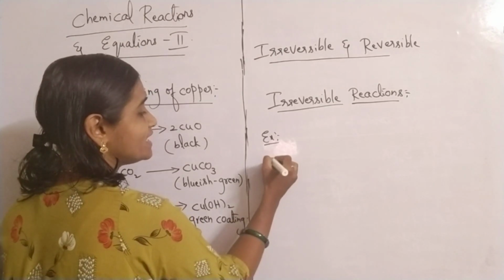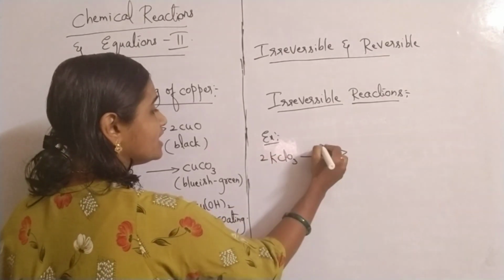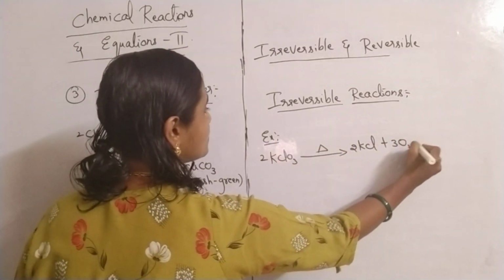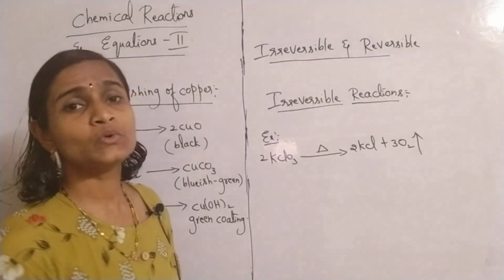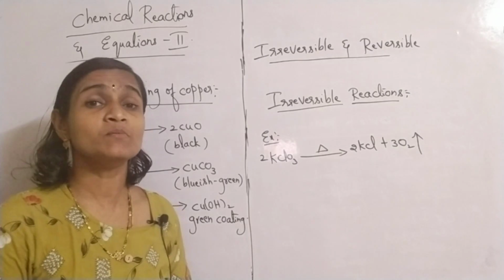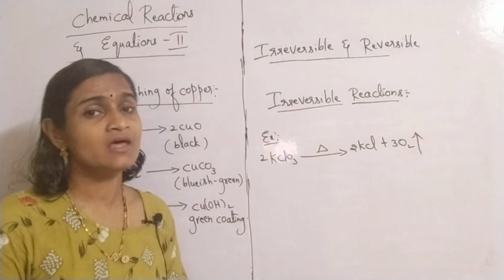Decomposition reactions, thermal decomposition reactions like 2KClO3. On heating, it gives rise to what? 2KCl plus 3O2. This is an example for thermal decomposition reactions. Thermal decomposition reactions can never be reversed.